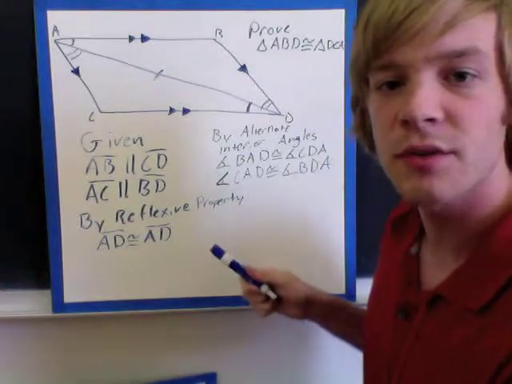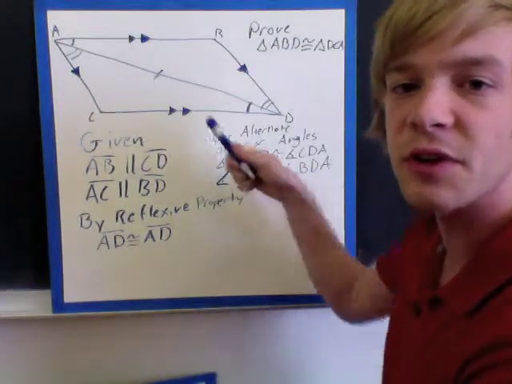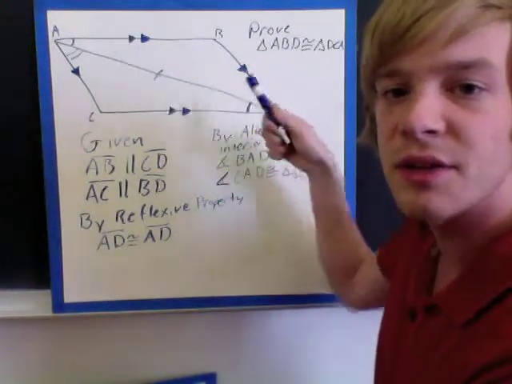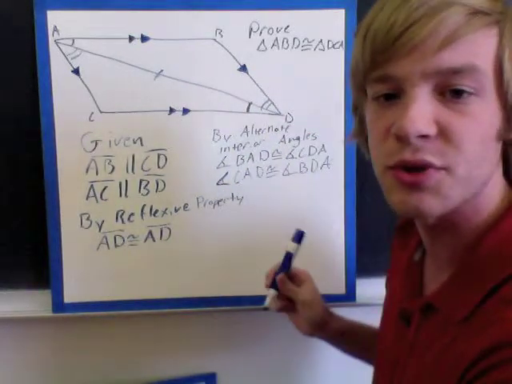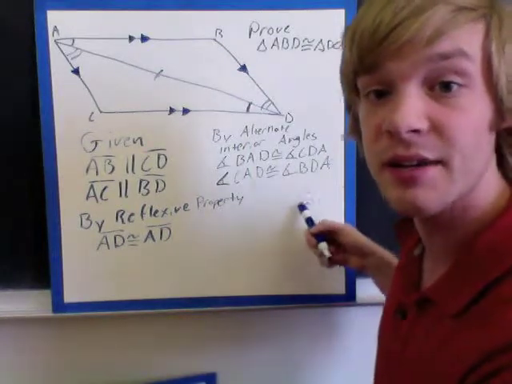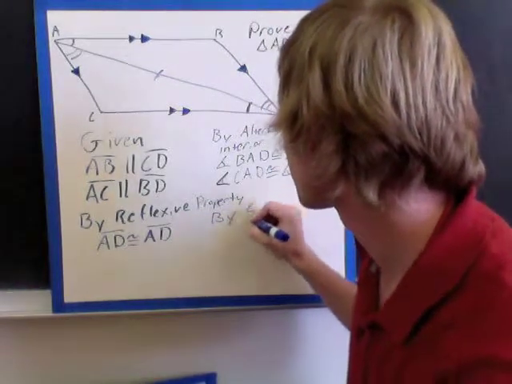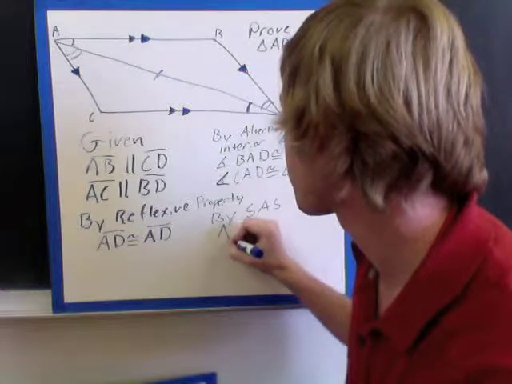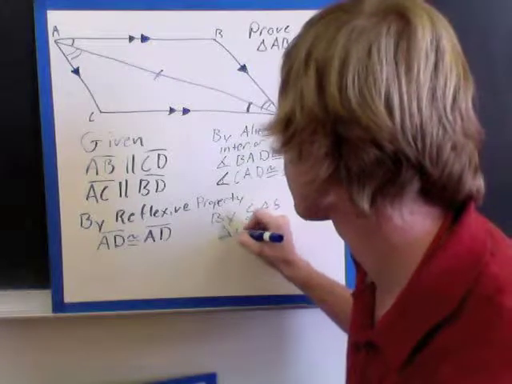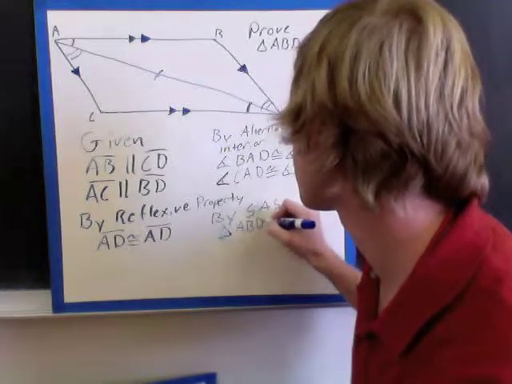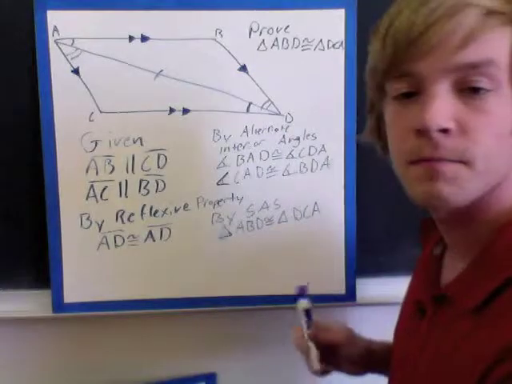Alright, so now I've got two sets of congruent angles and one set of congruent sides, and if I look here, I see my side is in between the two angles in each triangle. So I have side, angle, side on each of my two triangles. So I can say, by side angle side, my two triangles are congruent. And I'm done.